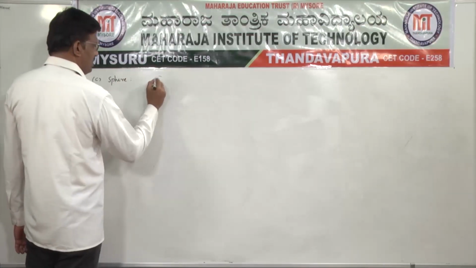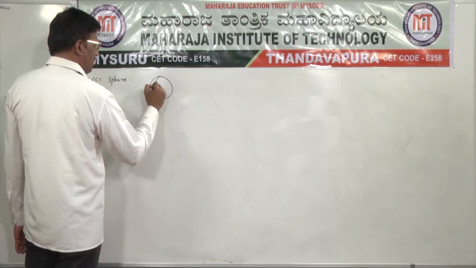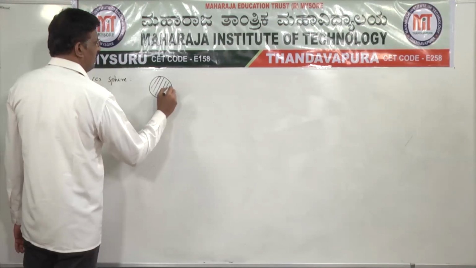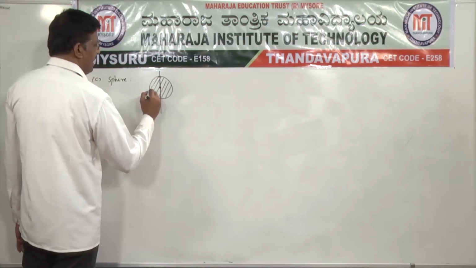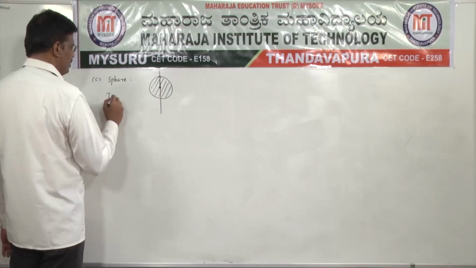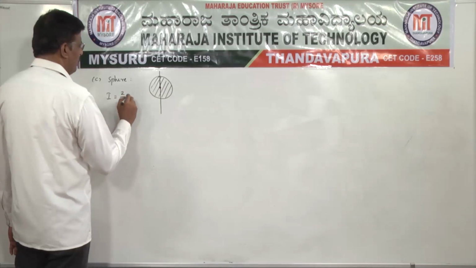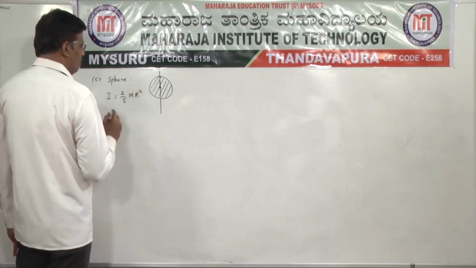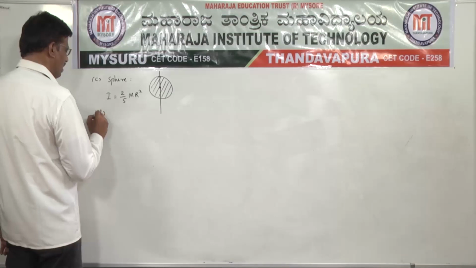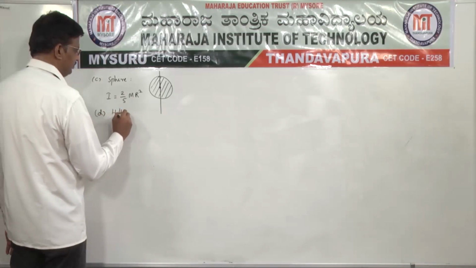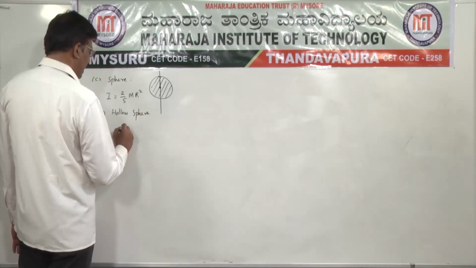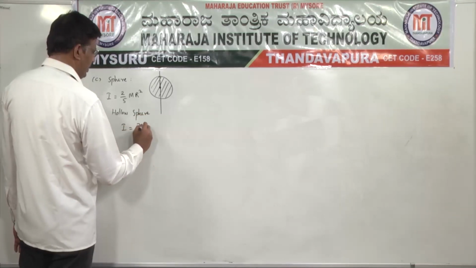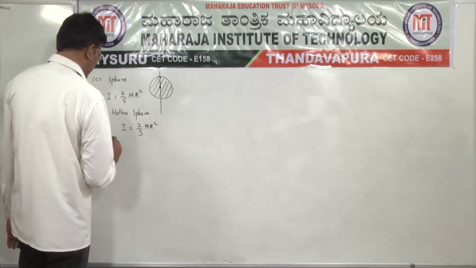For a solid sphere of radius R, the moment of inertia about any diameter is 2/5 MR². For a hollow sphere, I is equal to 2/3 MR².